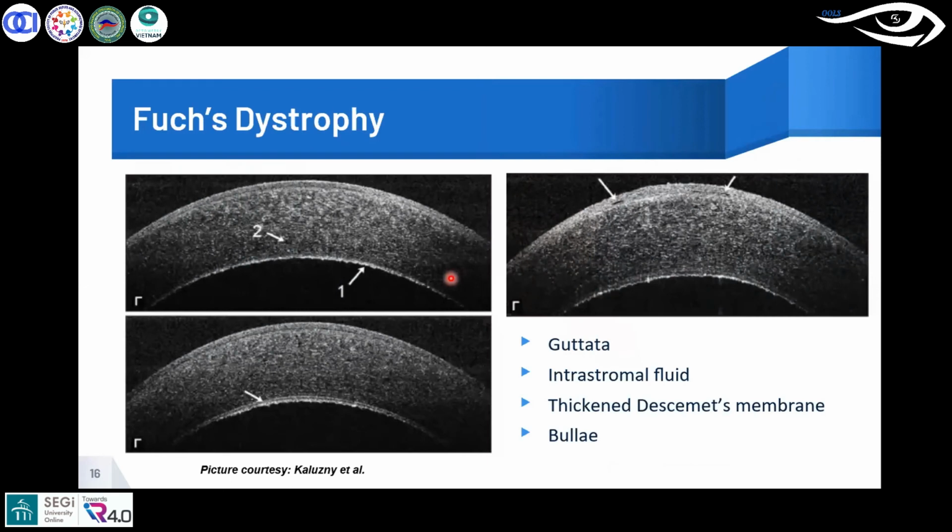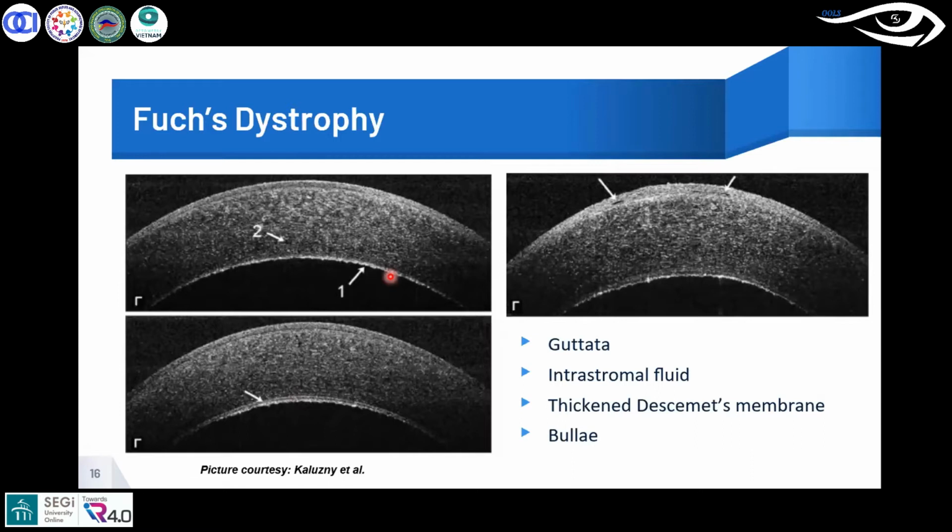So here, I just wanted to show you how a dystrophy, specifically Fuchs dystrophy, would look in an AS-OCT image. If you look at the image, you can see that there is some increased reflectivity along the endothelium. These are actually the guttae, indicated by the number 1 here. These are the guttae which are present in case of Fuchs dystrophy. They are not very prominent, but I think it would be clearer to look at guttae in a slit lamp than in an AS-OCT.